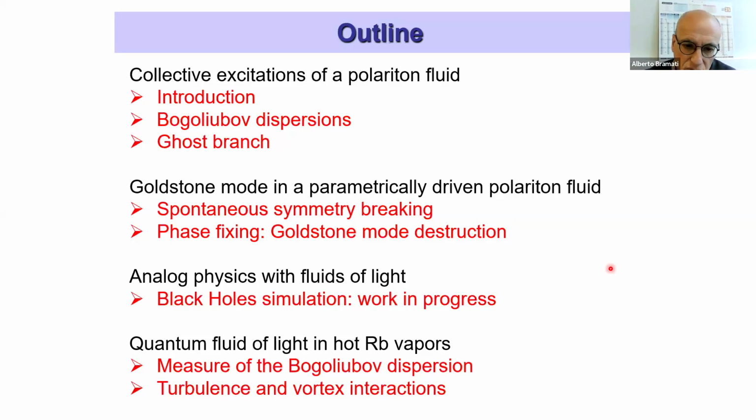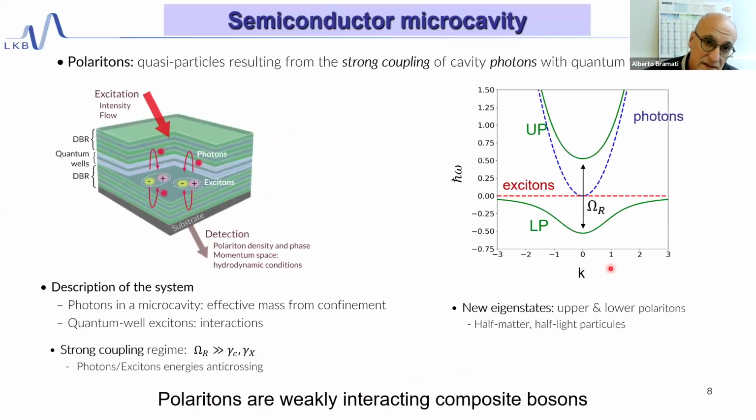In the second part of the talk, I will show you that it is also possible to obtain a quantum fluid of light in hot rubidium vapors using the propagating geometry. And in this case, I will show how it is possible to measure the Bogoliubov dispersion. And I will show some examples of the versatility of this platform that allow to study turbulence and quantum turbulence and vortex interactions.